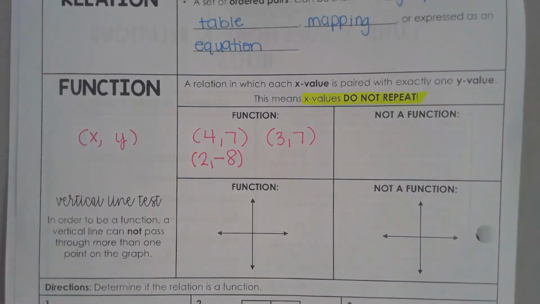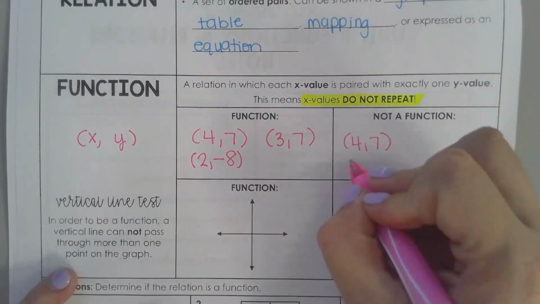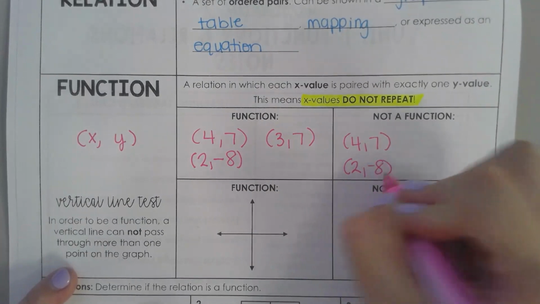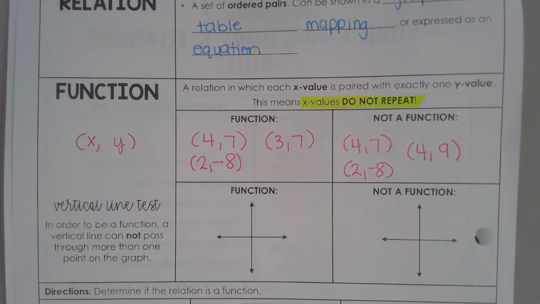So an example I'm going to come up with is 4, 7, 2, negative 8, and 4, 9. Why is that one not a function? Yep. I've got 2 of them that both have a 4. And that doesn't matter regardless. The Y values could all be the same. They could all be different. All that I care about are the X values. So it's pretty easy when you have the points listed out and you can just look at the numbers.